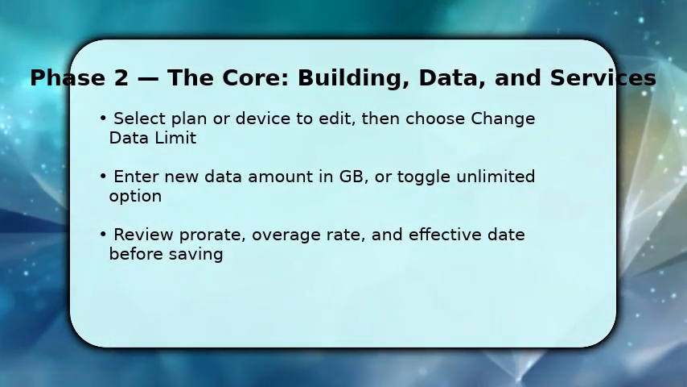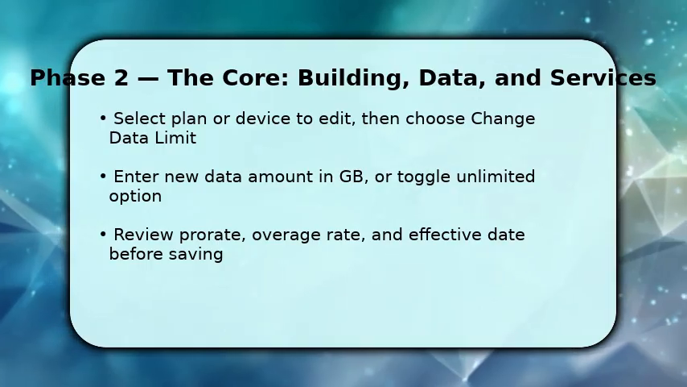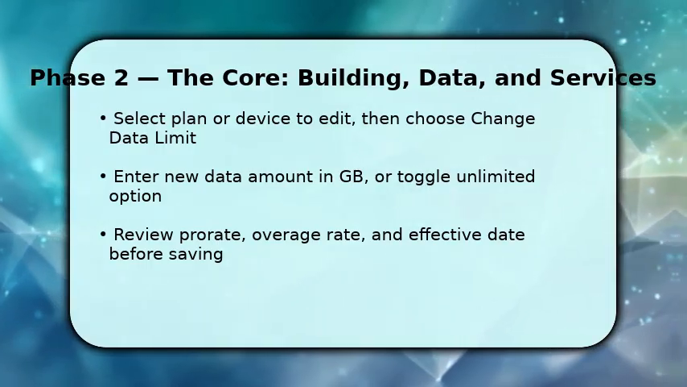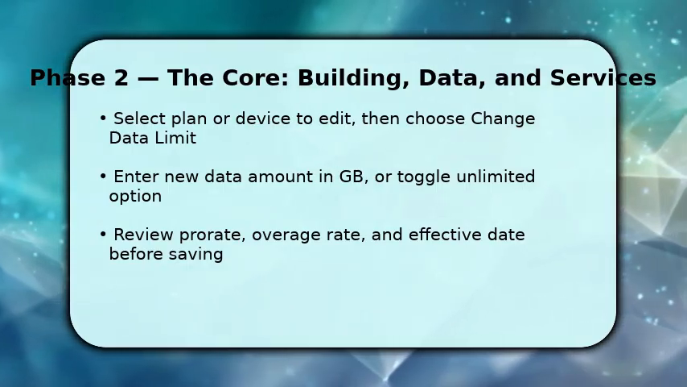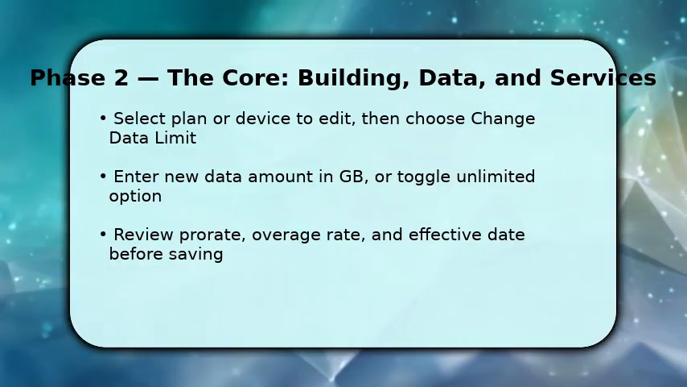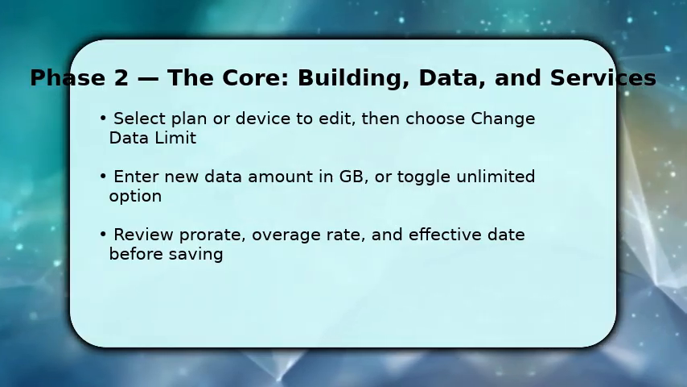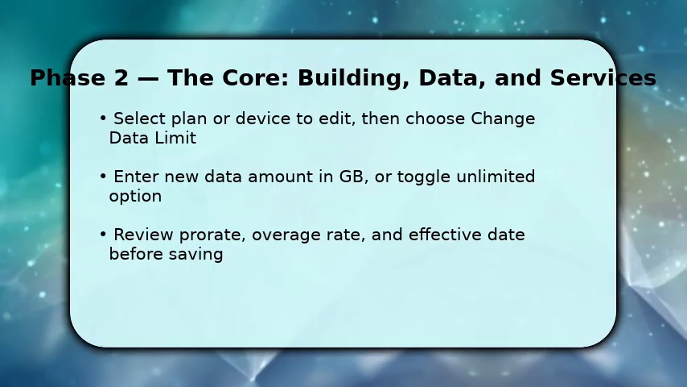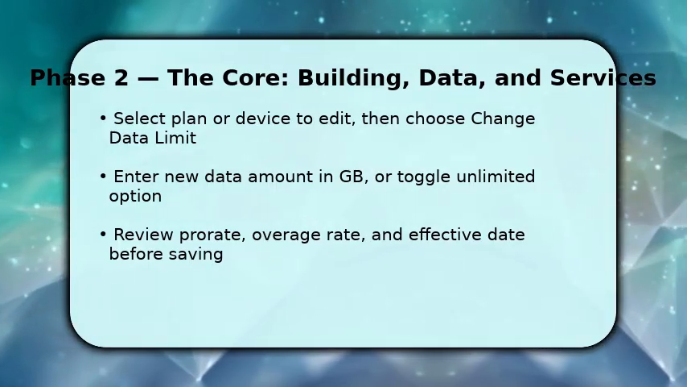Now change the limit. Pick the specific plan or device, then choose Change Data Limit. Type the new amount in GB or switch on an unlimited toggle if offered. Providers accept integers or 0.5 increments. Next, check prorated charges and the overage rate so the financial impact is clear. Set the effective date, immediate or next cycle, and confirm whether the change affects shared lines. Once reviewed, save the update.